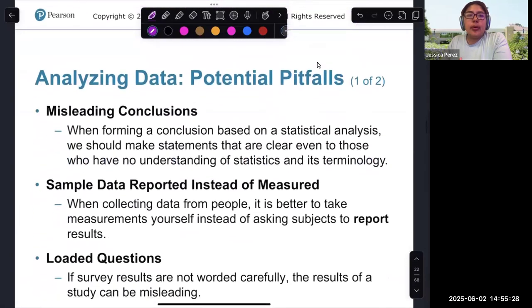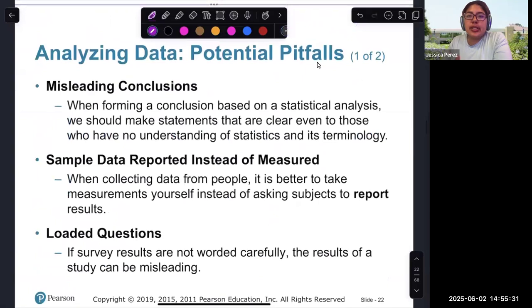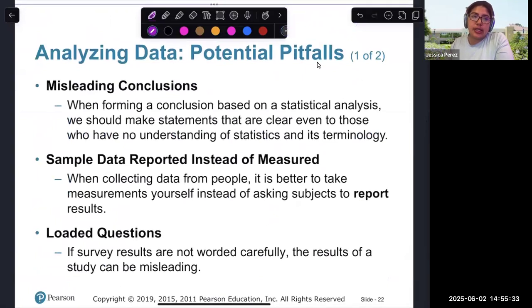Okay. When you analyze data, there exist potential pitfalls that happen all the time statistically. We can have misleading conclusions. So even though you did all the tests, you can have a conclusion that is false. But when drawing a conclusion based on statistical analysis, we should make statements that are clear, even for people with no understanding of statistics and its terminology.